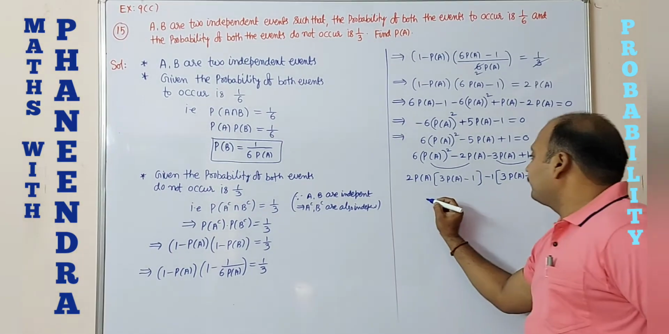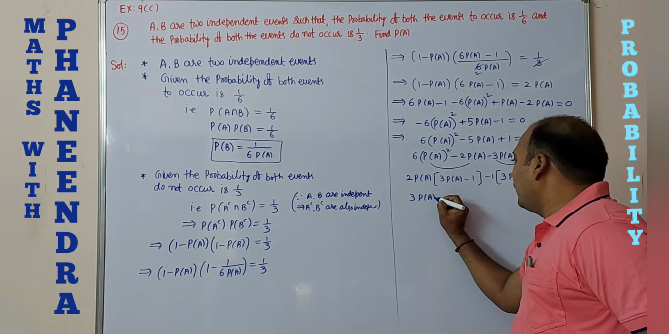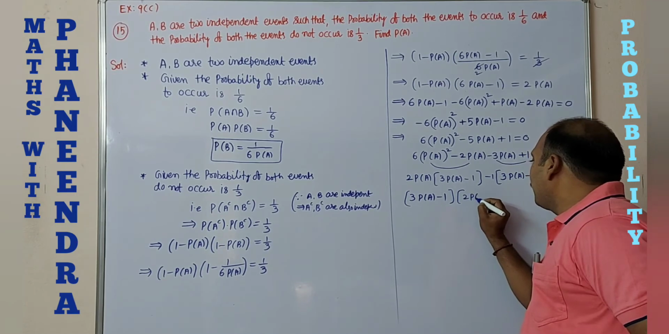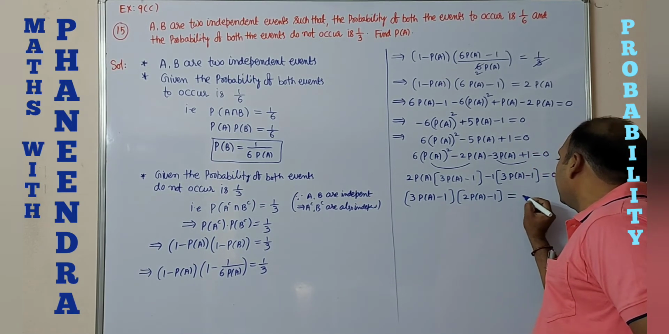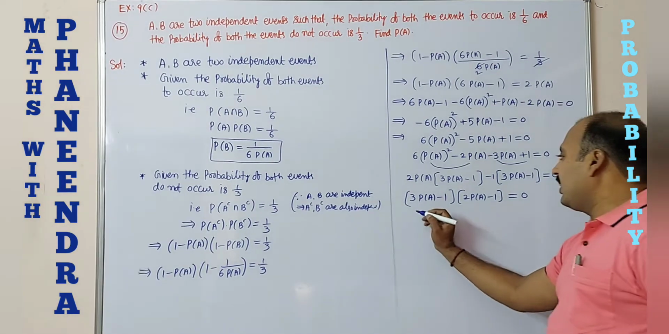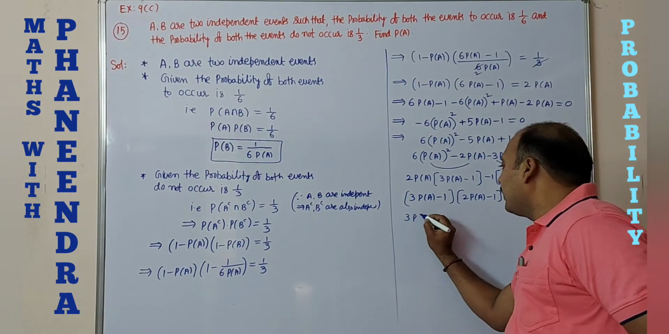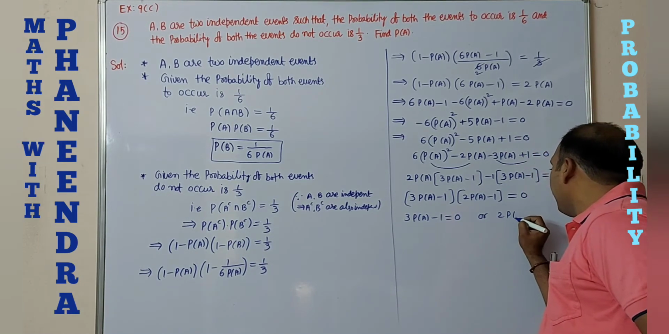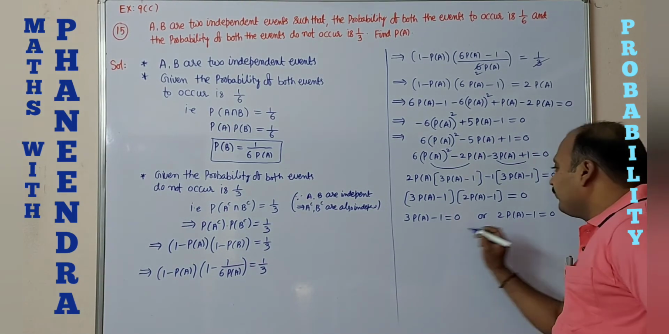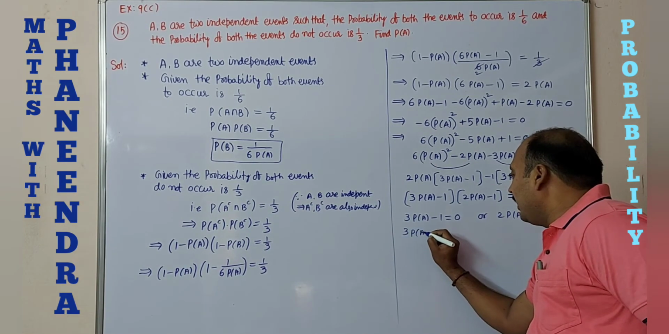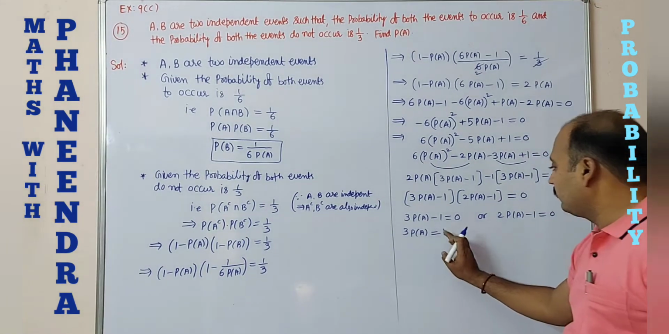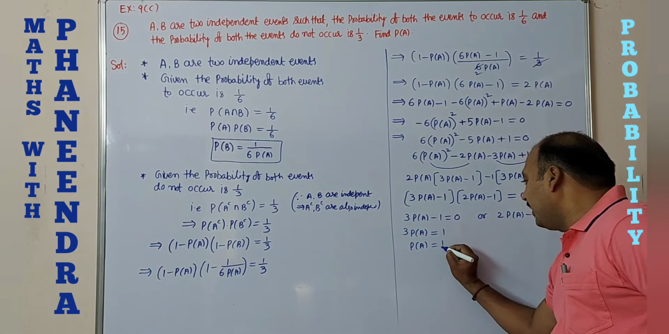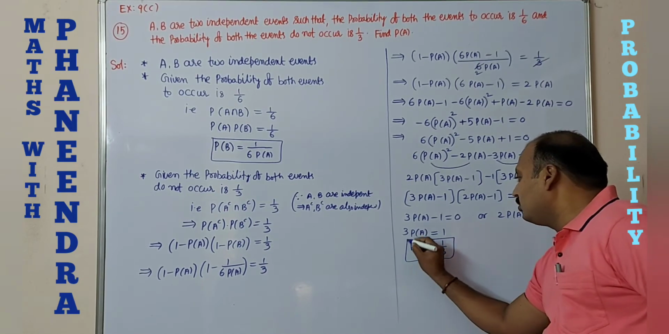So 3 times of P of A minus 1 into 2 times of P of A minus 1 is equal to 0. So either this value is 0 or this value is 0. 3 times of P of A minus 1 equal to 0, or 2 times of P of A minus 1 is equal to 0. So 3 times of P of A is equal to 1. So P of A is equal to 1 by 3. So this is one of the values of P of A.